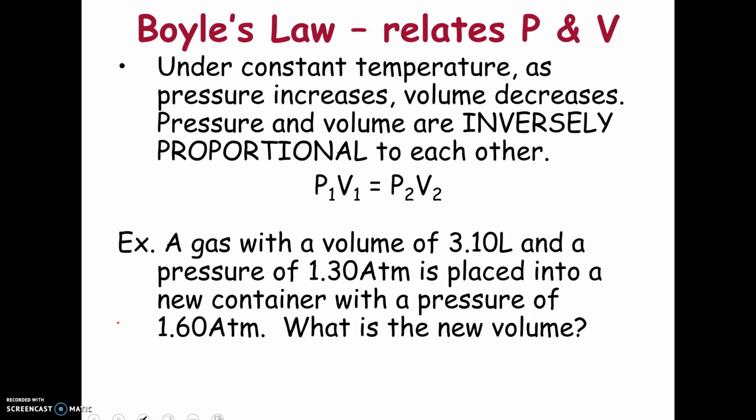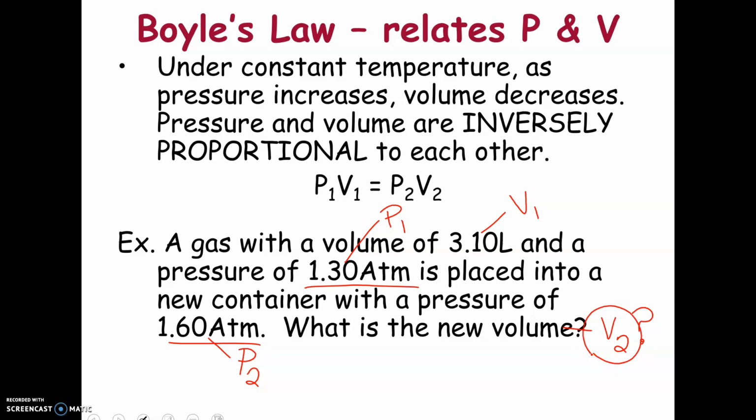So we have a gas with a volume of 3.10 liters. I identify that as a V1, volume 1, and it has a pressure of 1.30 atmospheres. So this is a P1. It is placed into a new container with a pressure of 1.6 atm. So this is a P2, a new pressure. What is the new volume? V2.